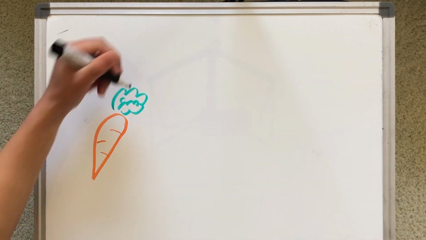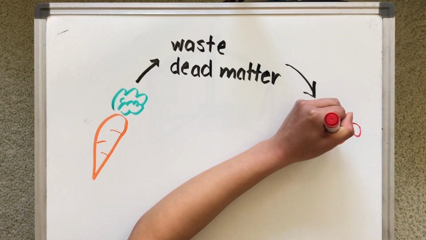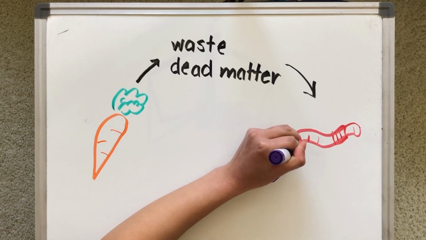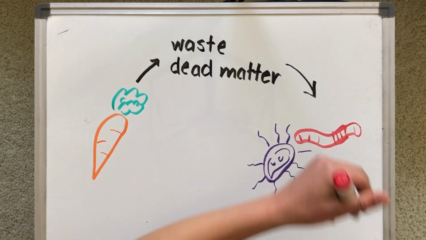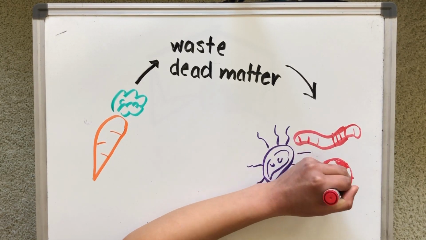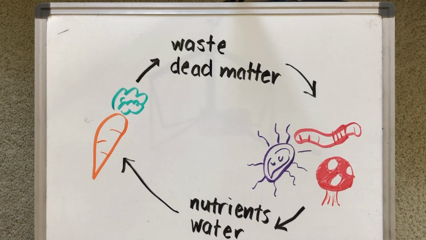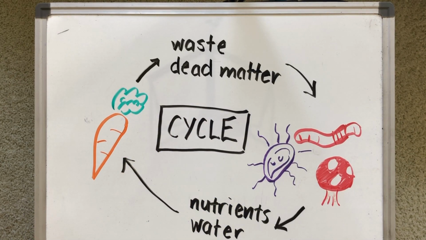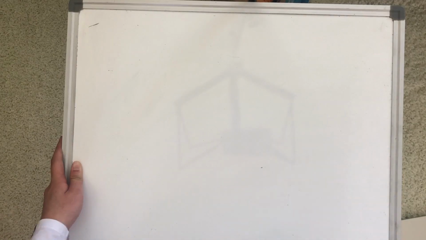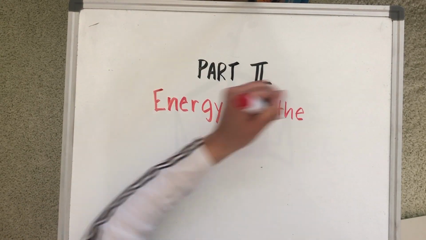Take our plant, for example. This carrot will produce both waste and dead matter, which is then given to decomposers such as worms, bacteria, as well as fungi. These fungi will convert this waste and dead matter back into carbon dioxide, nutrients, and water, which are then fuel for the carrot. It's essentially a cycle.